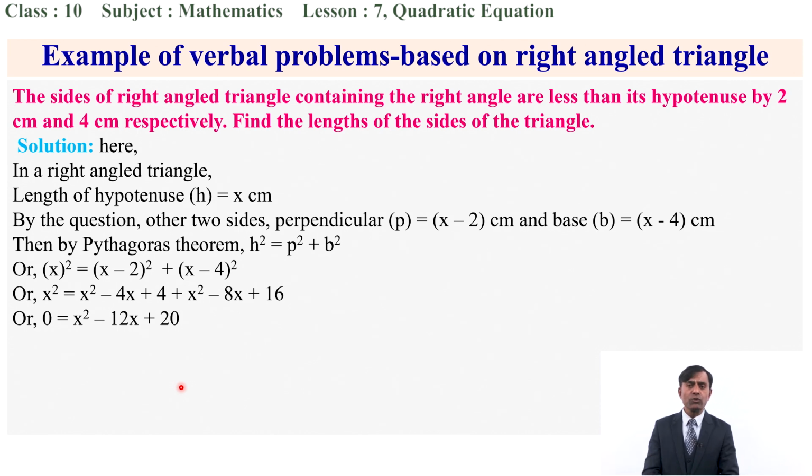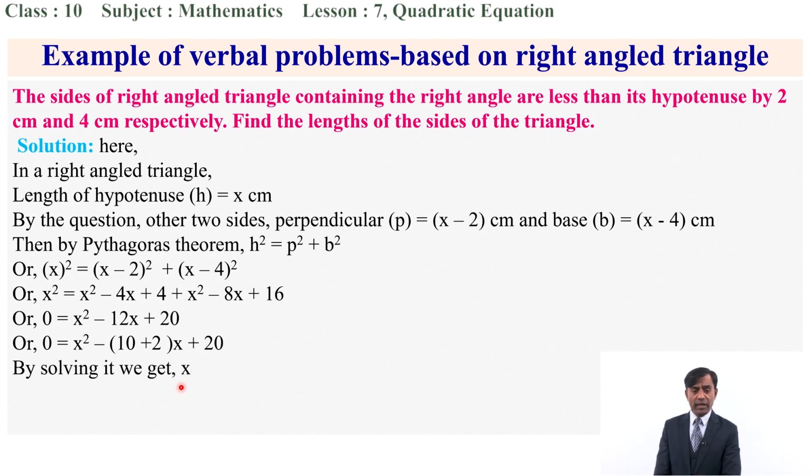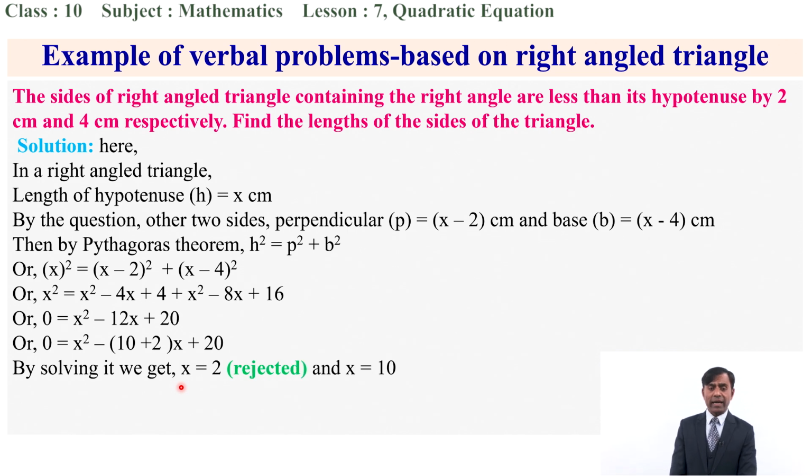You know how to solve a quadratic equation. Let's solve this quadratic equation again by the factorization method. Product of the two numbers is 20 and their sum is 12. They are 10 and 2. After solving, we get x is equal to 2 and x is equal to 10. And here it is written x is equal to 2 rejected. We will not accept the x value 2.